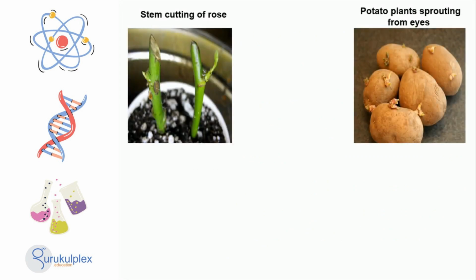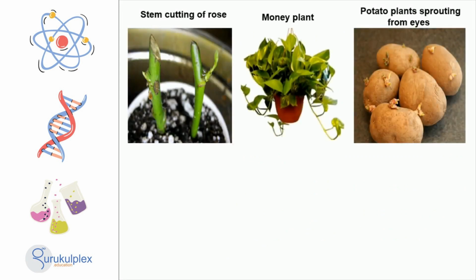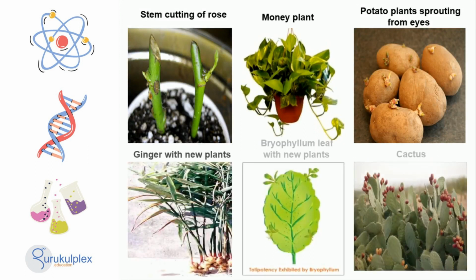Exploring some efficient methods for reproducing plants, vegetative propagation can be accomplished through stem cutting of roses, money plants, ginger, and bryophyllum, as well as prickly pear cactus flowering.